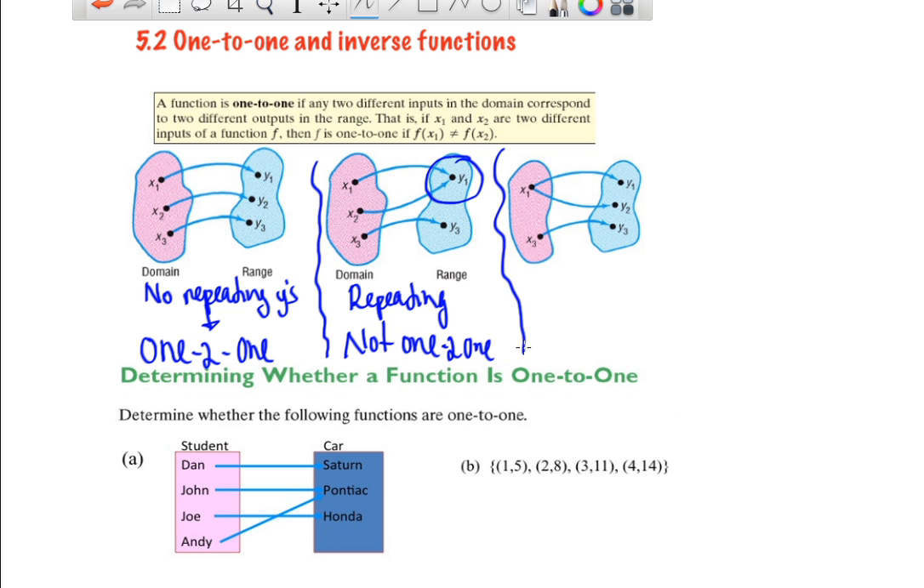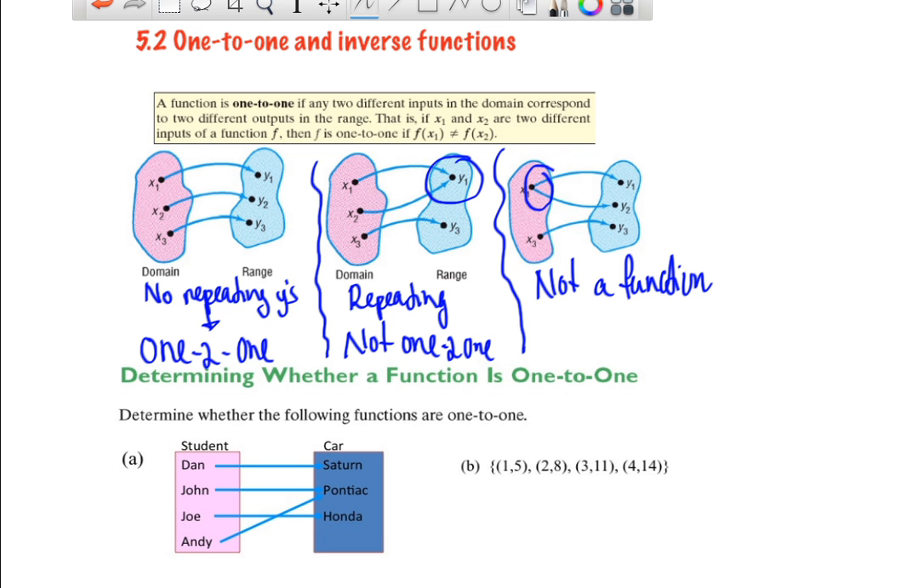How about the last one? Well, we don't have any repeating y's, and this is why you have to be careful. However, we do have a repeating x here, so you cannot say that this is a one-to-one function. First of all, check to see if it is a function. This is not a function, and it can also, by definition, not be a one-to-one function.